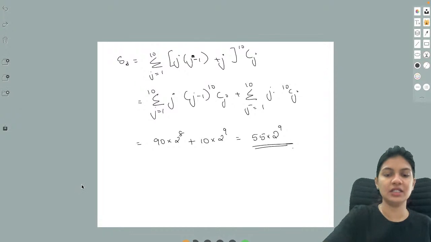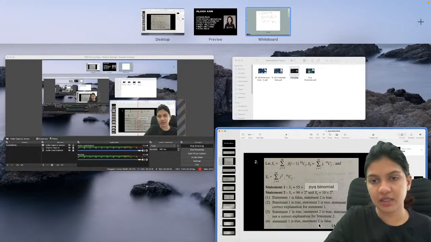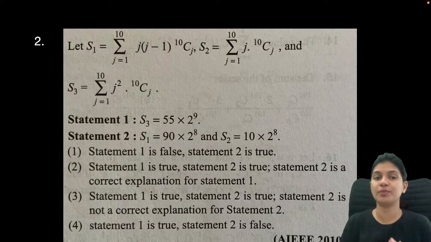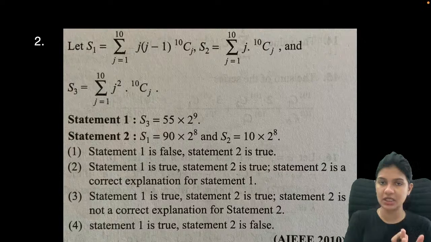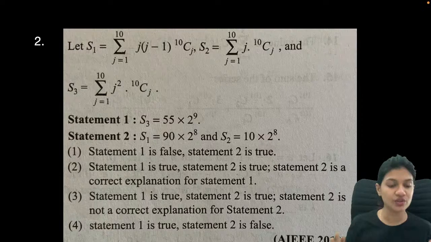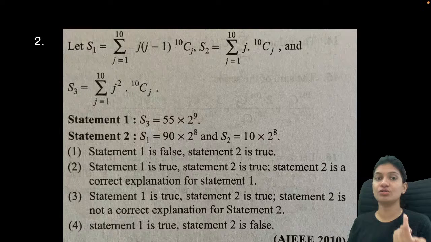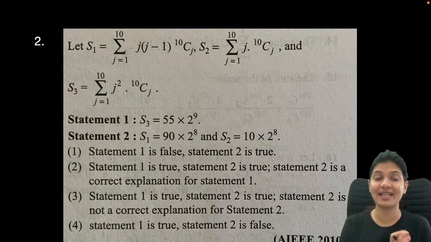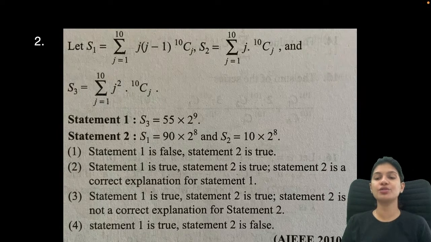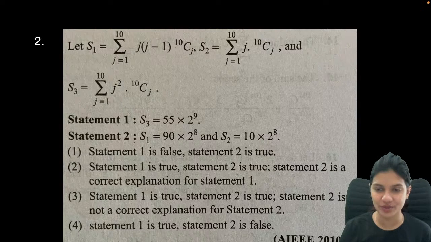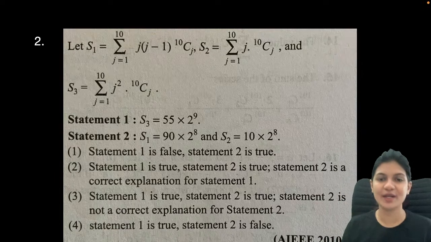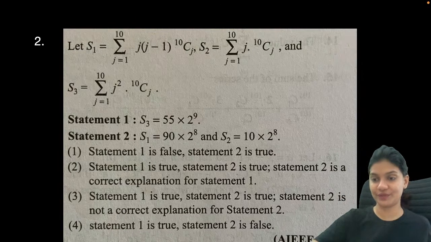So statement 2 is responsible for statement 1 to be true. Statement 1 and statement 2 are individually true, and statement 2 is the correct explanation because statement 2 leads you to the value of S3. So option 2 will be your answer. I hope there are no doubts. Clear? Perfect. Moving on to our third question.